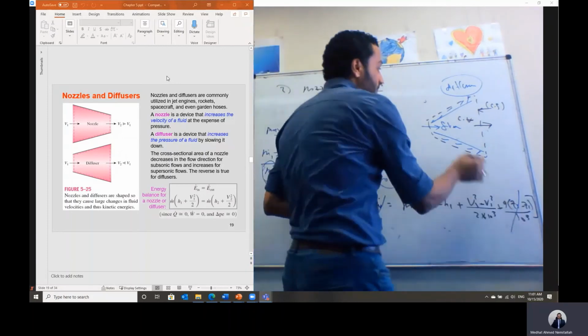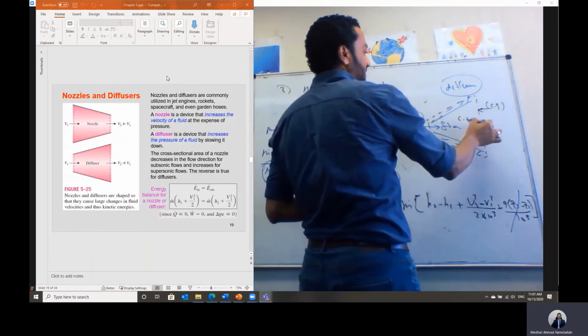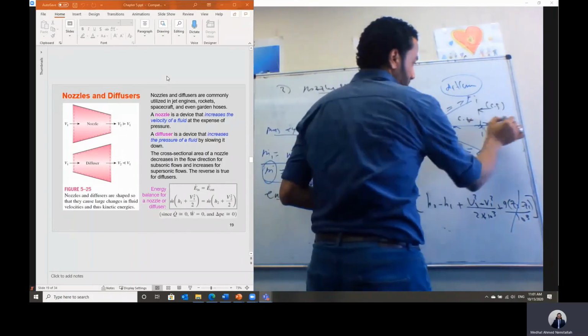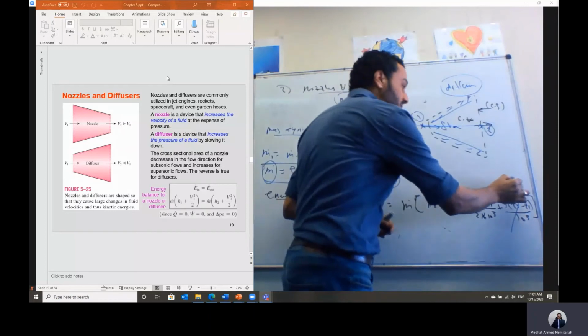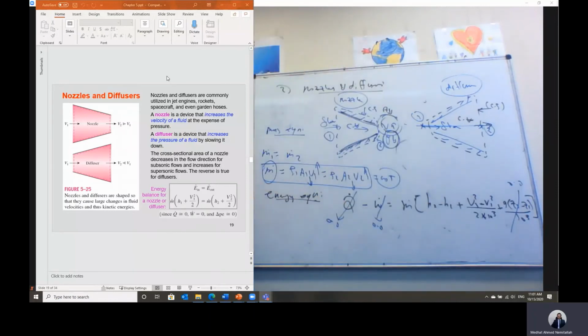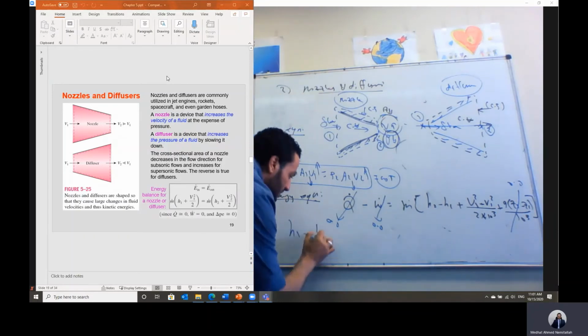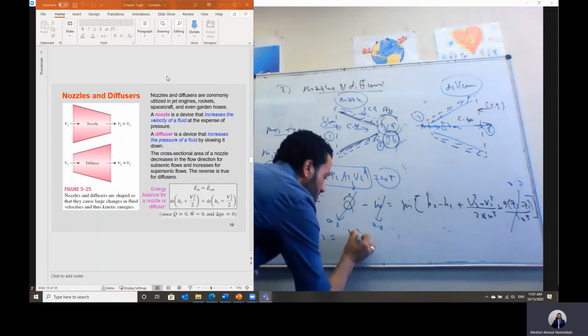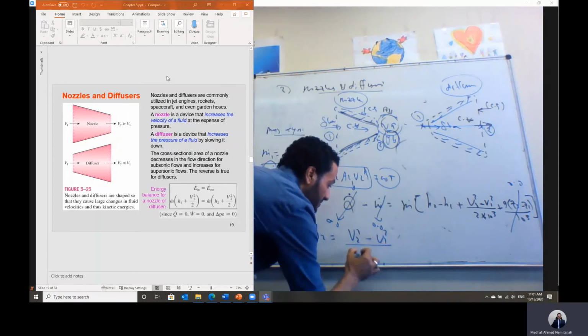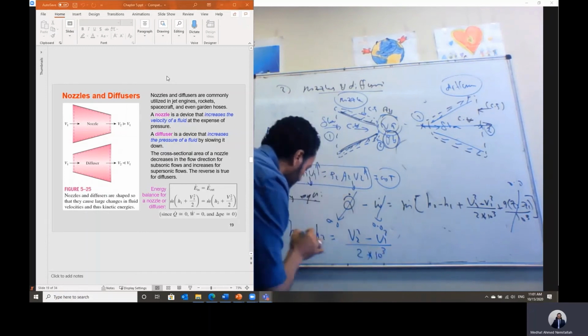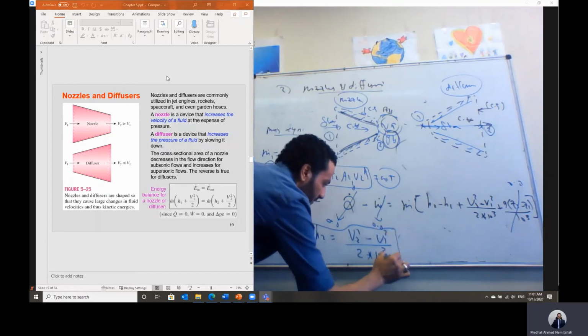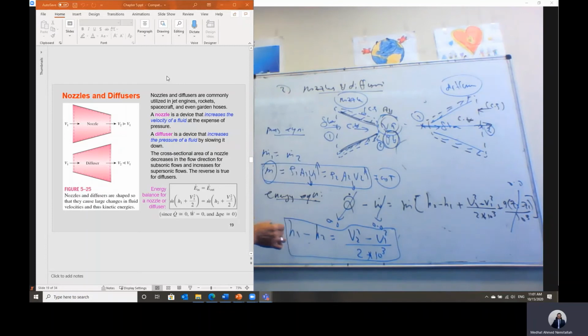If you look at the inlet section, cross section 1, and the outlet section, cross section 2, they are at the same elevation. So we don't have a change in the potential energy. Based on this, we can reduce the first law equation for a nozzle or diffuser. It will be H1 minus H2 equals (V2 squared minus V1 squared) divided by 2 divided by 10 to the power 3. Why 10 to the power 3? Because the units here again will be kilojoule per kilogram.